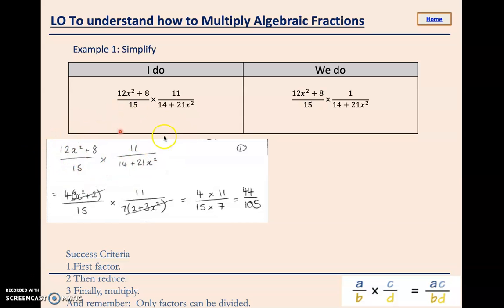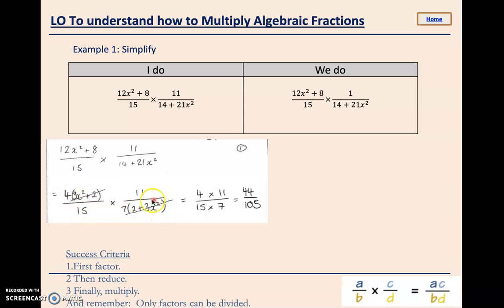So here are our two algebraic fractions that we're multiplying together. Our first one, we know that we can take out a factor of 4. So let's take out 4, then if we take 4 out of this, we're left with 3x squared. If we take 4 out of this, we're left with 2. So we've got that there. 11 can't be factorised any further because it's prime. 15, there's no need just yet to factorise that.